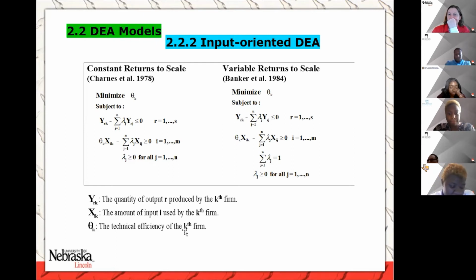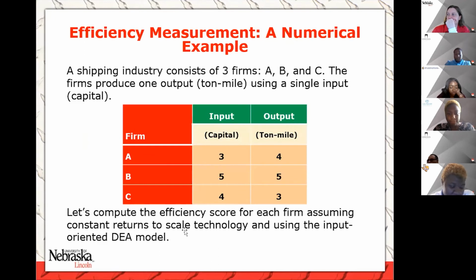Now, let's go through a simple numerical example, okay? For simplicity, we are assuming that the industry consists of three companies, A, B, and C. And each firm produces one output, for example, TEUs shipped by a shipping company, using a single input, for example, capital, okay? So let's compute the efficiency score for each firm, assuming constant return to scale technology and using the input-oriented DEA model, okay? So try to remember these numbers now.